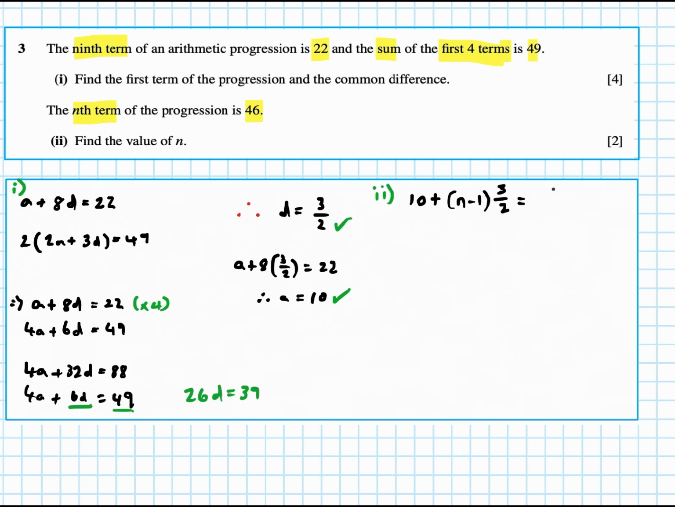So n minus 1 times 3 over 2 plus 10 is indeed 46, as given. And just cancel your 10, so you have minus 10 on both sides. Using your usual algebraic manipulation, you'll end up with 3 over 2 n minus 3 over 2 is equal to 36. Again, cancel with positive 3 over 2 on both sides, and you'll have 37.5. And then divide both sides by 3 over 2, and you'll get 25.